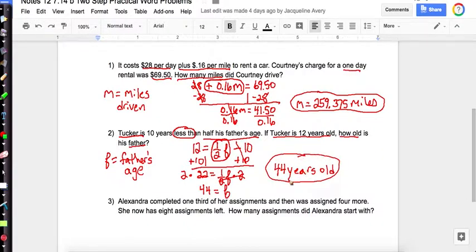And would it make sense that Tucker's father is older than Tucker? Yeah, so this answer is reasonable. And of course, you always want to double check to make sure you did the right steps. So 1/2 of 44 is 22, and 22 minus 10 is 12.